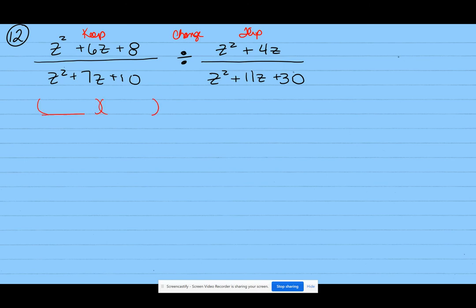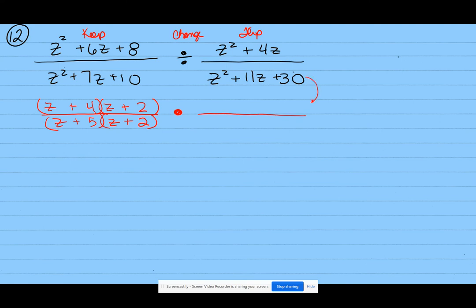This first one is a trinomial. The second one is a trinomial. These are easy tries. I'm going to do them real fast. Multiply to give me 8 and add to give me 6. That's 4 and 2. Multiply to give me 10 and add to give me 7. That's 5 and 2. I already see a cancel. Keep, change, flip, and factor.